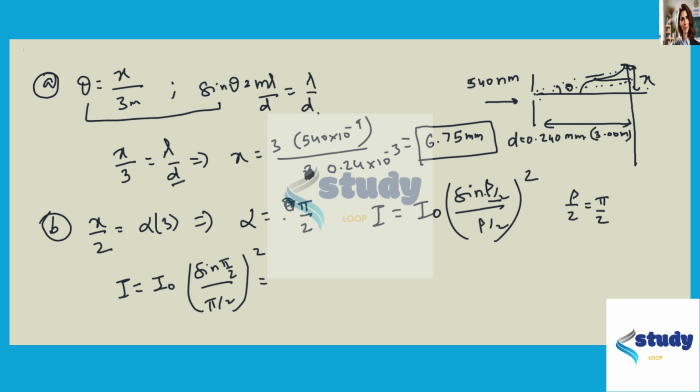We know that I naught is 6 into 10 power minus 6 watt per meter square, times sine pi by 2 is 1, and 1 by pi by 2 square is simply 4 by pi square, which becomes 2.43 into 10 power minus 6 watt per meter square.